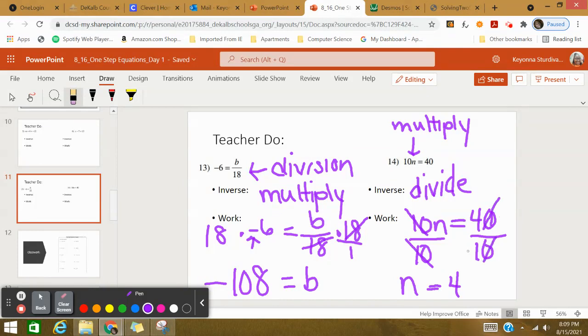All right. So these are the last two examples on the teacher do slides. Again, this is a good time to pause the video and copy these down in your notes.